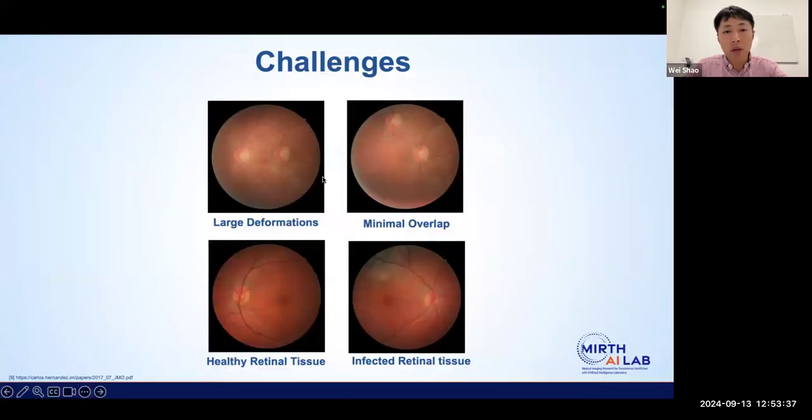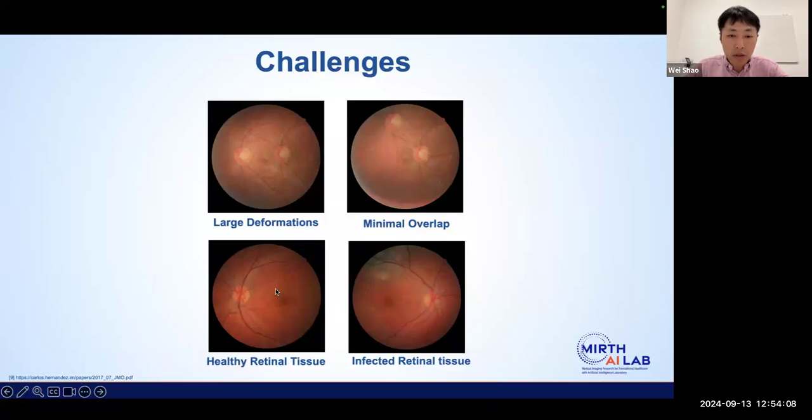Some challenges in retinal image registration are large deformations. For example, I'm overlaying two images, a moving image and a fixed image. Those two images need to align, but there's a big shift between them. Sometimes the overlap between those two images is also very minimal. All of this makes it really hard to design a robust model, because small overlap and large deformation usually lead to overfitting in your model.